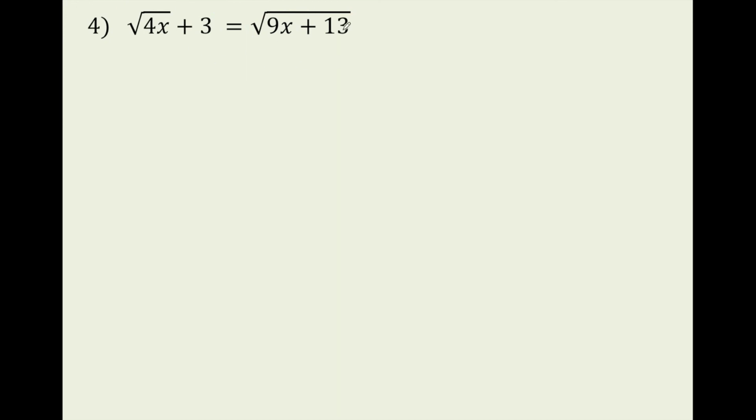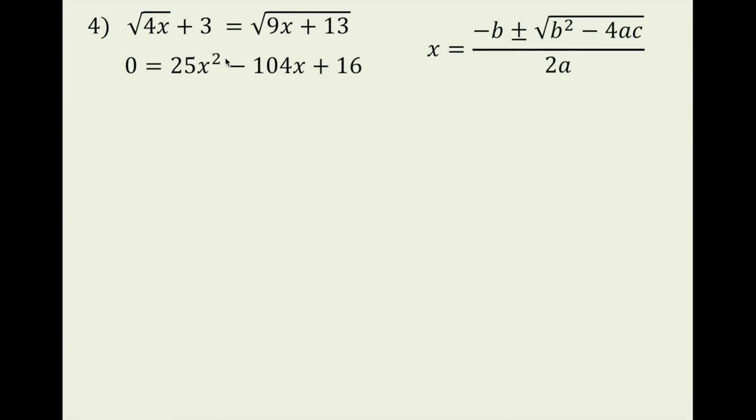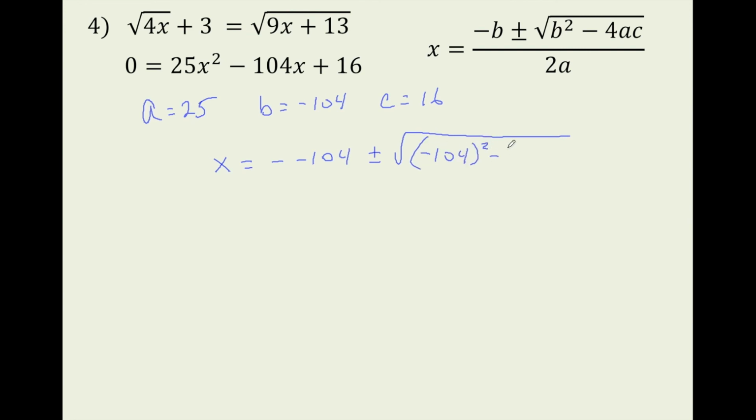Let's say you got to the point on this last problem where you were considering factoring and you had a little difficulty factoring. Well, we could always use the quadratic equation and get to the same answer. So negative 104 plus or minus square root of negative 104 squared minus 4 times 25 times 16 over 2a, which is 2 times 25. Now we just have to simplify.